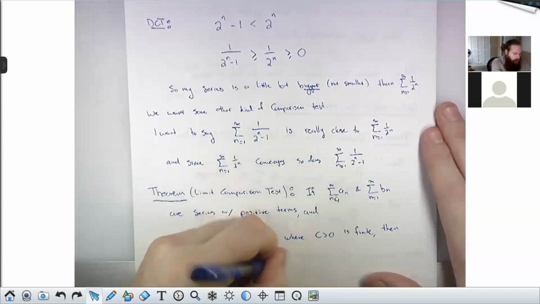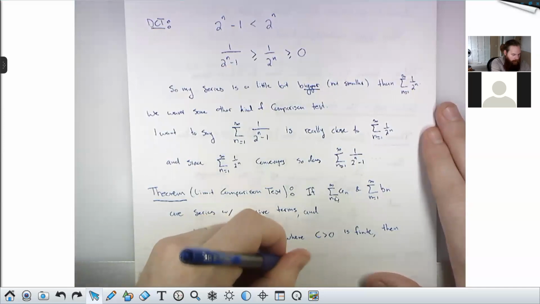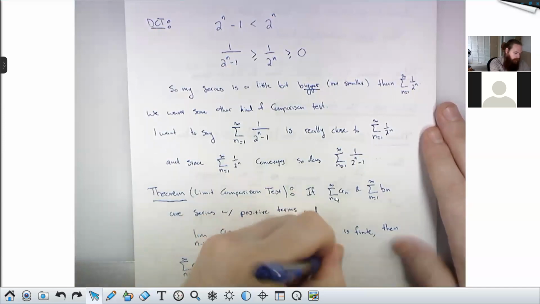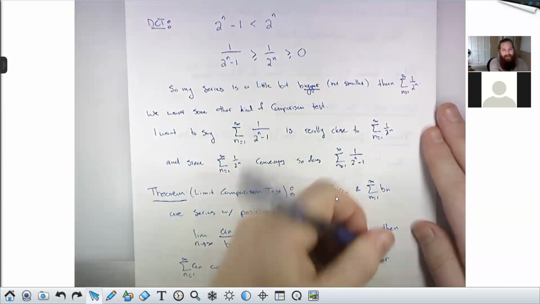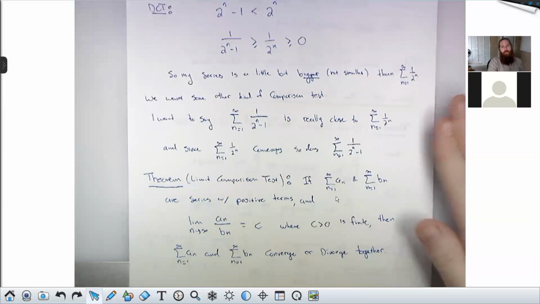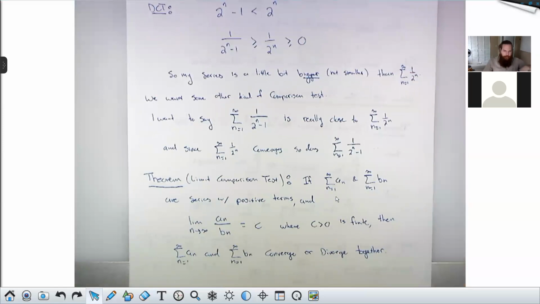They converge or diverge together. Kind of like the integral test, right? The integral test says if some things are true, then the infinite series does the same thing as the integral. This says if some things are true, then these two series do the same thing. Either both converge or both diverge.